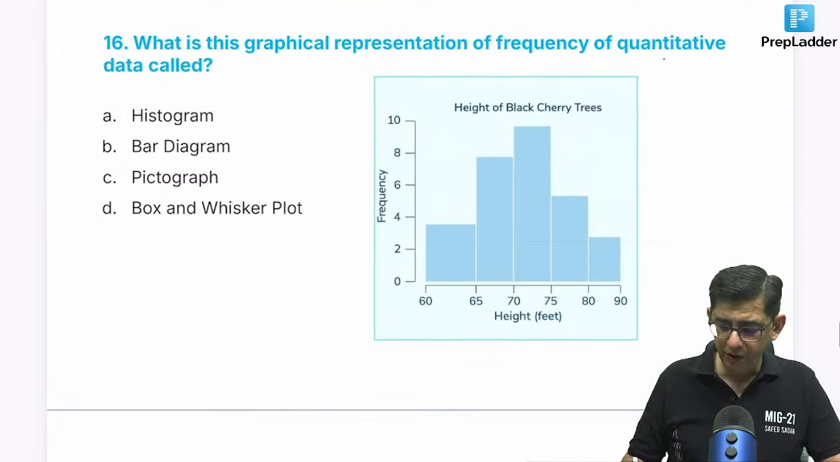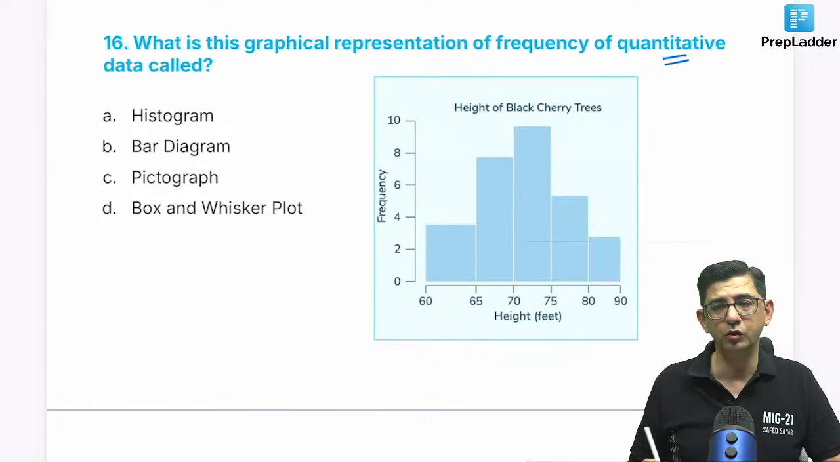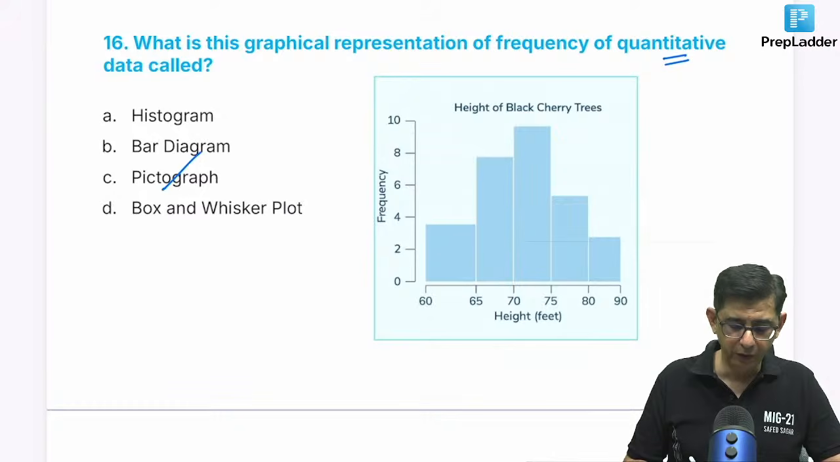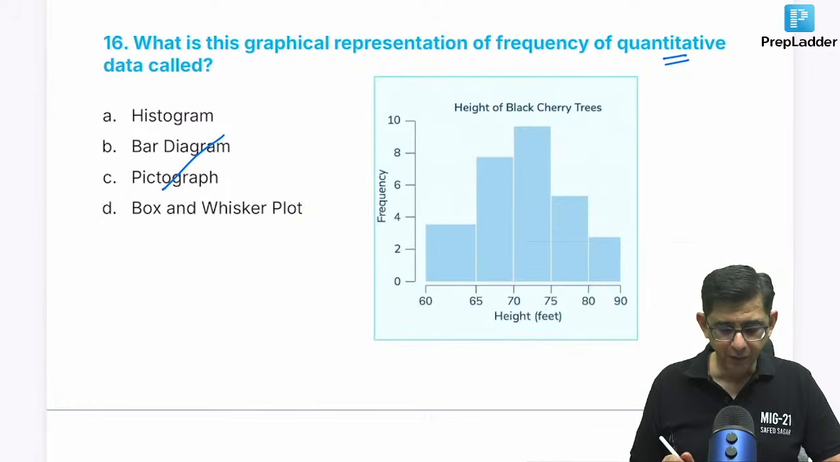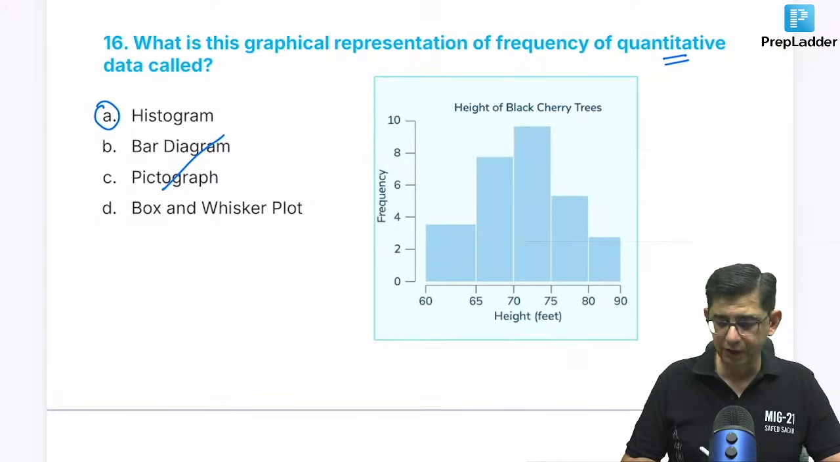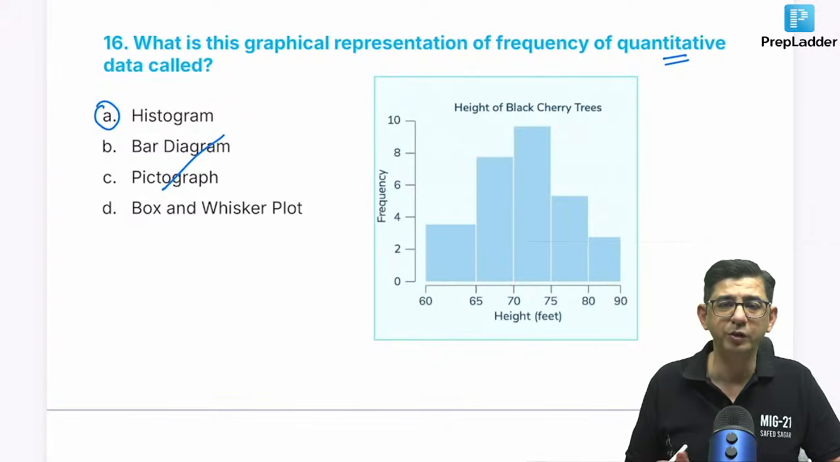Okay, next is quantitative data, and you can notice there are no gaps in between, so this would not be a bar diagram. It's obviously not a pictograph either, and neither is it going to be a box and whisker plot. So the answer in this case is A, that is a histogram representation. If there were gaps in between, then we would say the word bar diagram, bar graph, for this particular data.